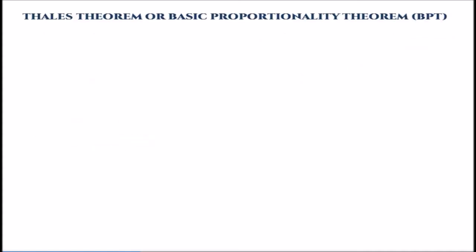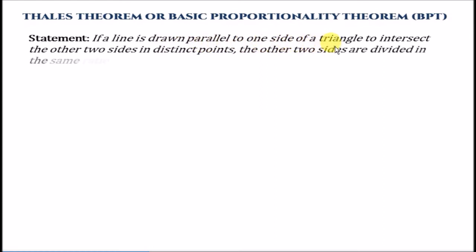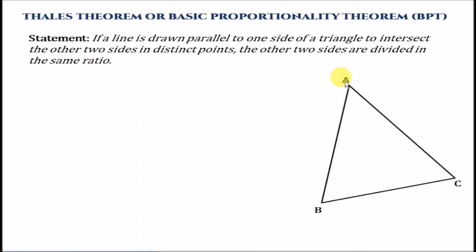Now let's work on the proof of Thales Theorem or Basic Proportionality Theorem BPT. We'll start with the statement of the theorem. The statement is, if a line is drawn parallel to one side of a triangle to intersect the other two sides in distinct points, the other two sides are divided in the same ratio. To begin with, let's consider a triangle ABC. Now we need to draw a line parallel to any one side of the triangle ABC. We are drawing DE parallel to BC.